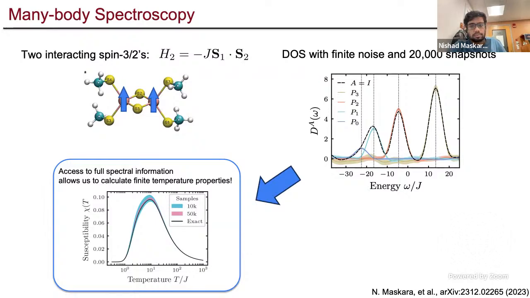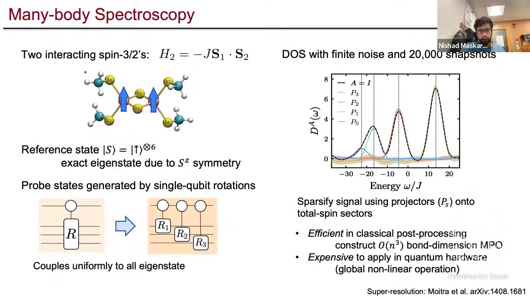So, a quick question. You're talking about the example here, a two-spin system. You had a product state of up to the power 6. Why 6? So this product state up to the power of 6. This is a two-spin system, but each spin is a spin 3 half. I see, so even though it's a two-spin system, it's actually a 6-qubit system.